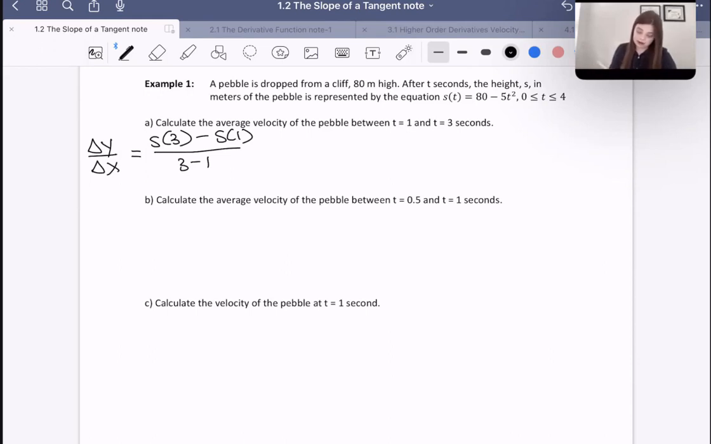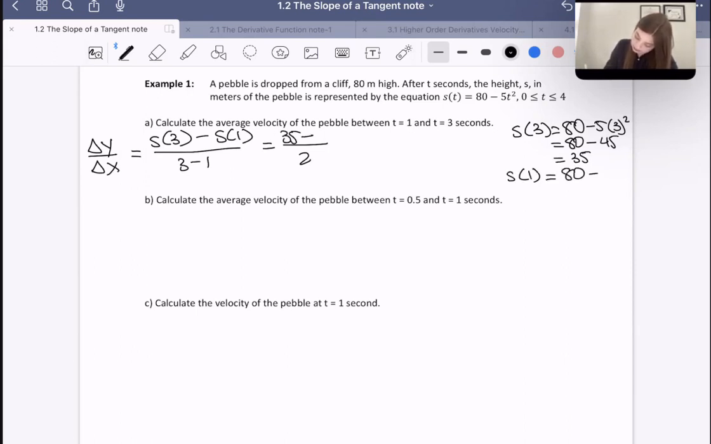Well, 3 minus 1, that's obvious. That's just going to be 2. But what about s of 3 and s of 1? Let's calculate those on the side. S of 3 is equal to 80 minus 5t squared. So that's 80 minus 45, which is 35. So the answer here is 35 minus s of 1. Well, s of 1 is 80 minus 5 times 1 squared, which is 80 minus 5, which is 75.